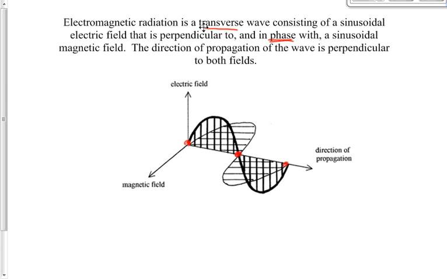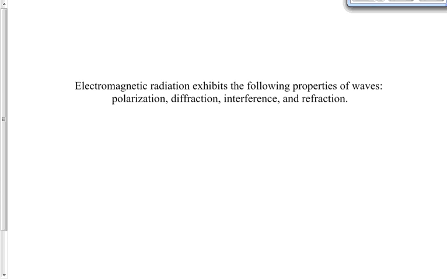Perpendicular again. Man, it seems like in magnetism, everything is perpendicular, isn't it? That last unit, everything always came back to being perpendicular. It does again. Now, this one's a little bit new.